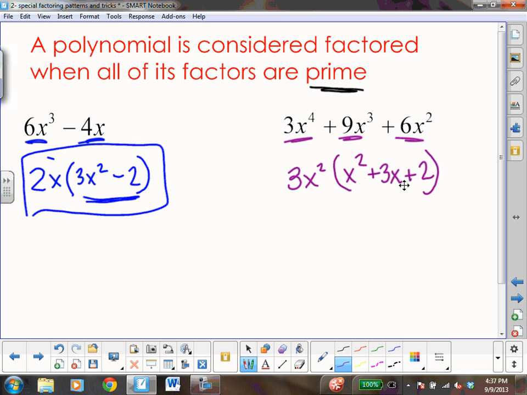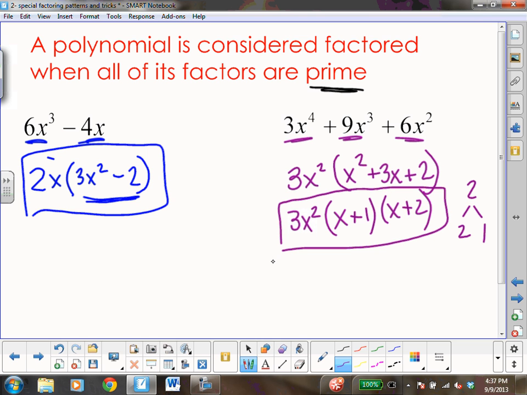So follow your AC method pattern. We have factors of 2 that add up to give you 3, so that would be 2 and 1. Since the leading coefficient is 1, I can go ahead and break this trinomial down further to say x plus 1 times x plus 2. And so this would be the prime factorization. Again, each factor cannot be reduced any further.